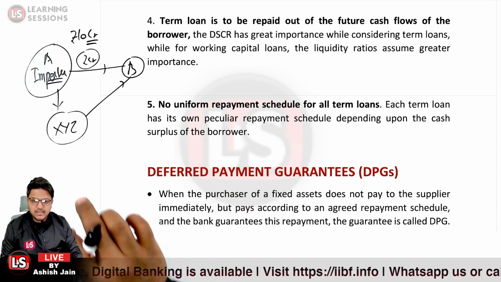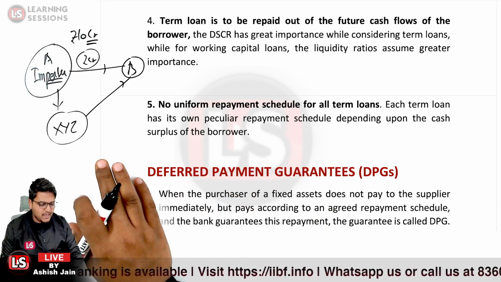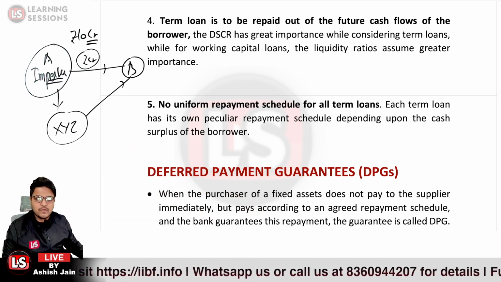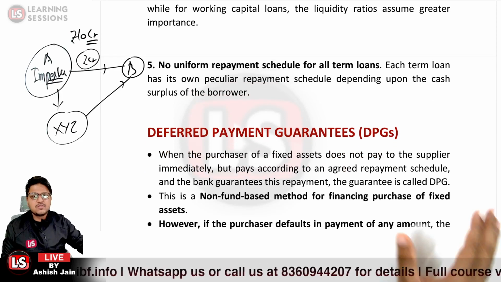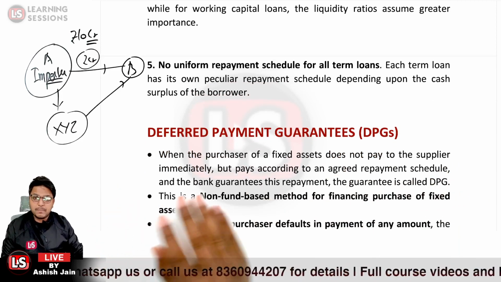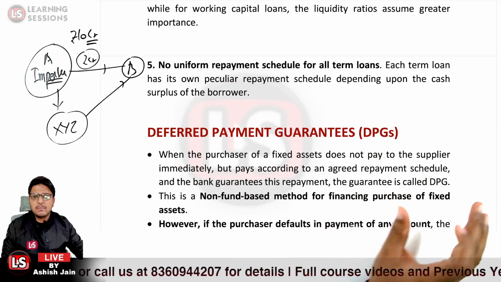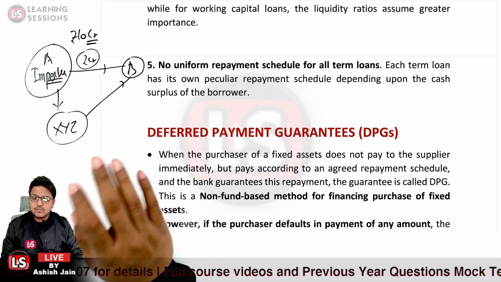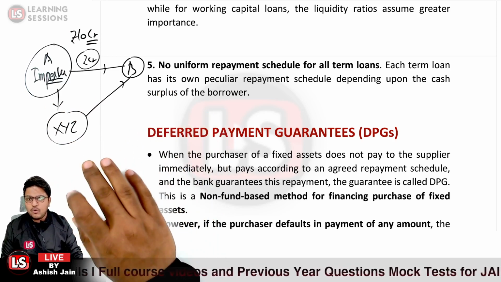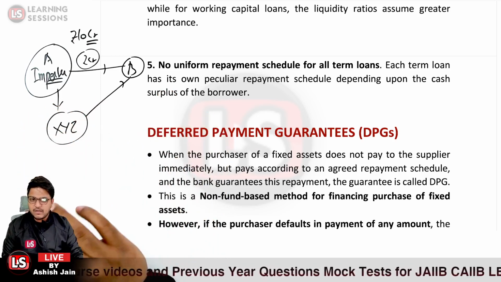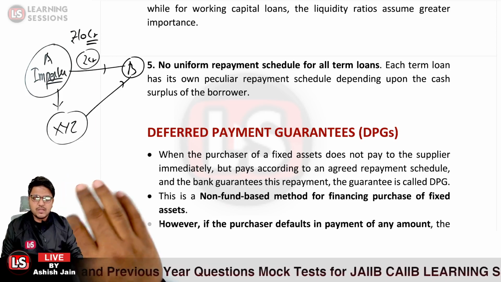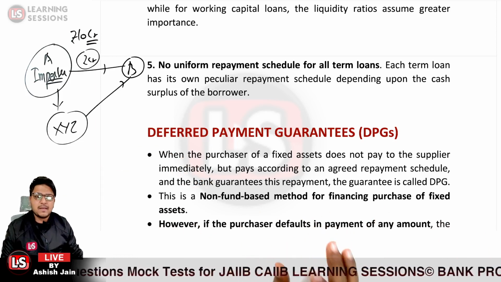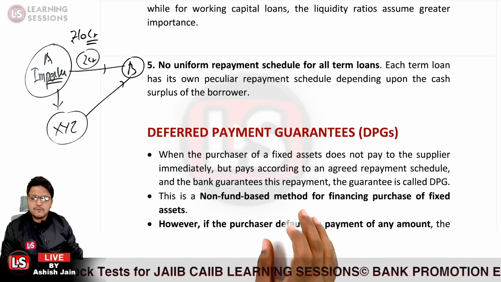In this case particularly, the amount will be paid by the importer, but if there is a default, the amount will be repaid by the bank itself. So when a purchaser of fixed assets does not pay the supplier immediately but pays according to an agreed repayment schedule, A is to make the payment as per that schedule, and if there is a default on the part of the importer, the bank will have the obligation to pay the amount. That is called the DPG. So it is a non-fund based method.